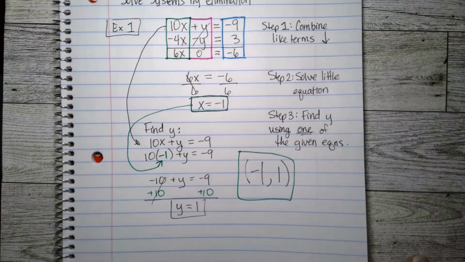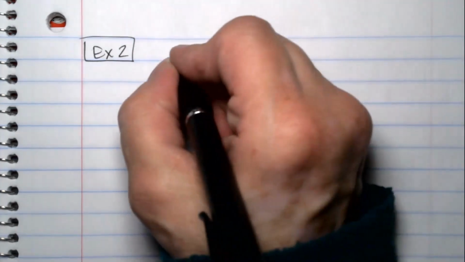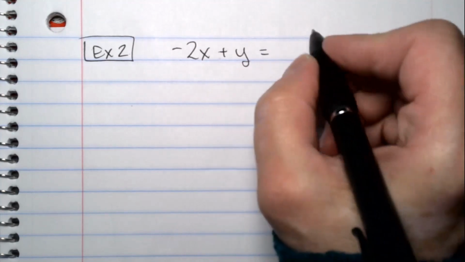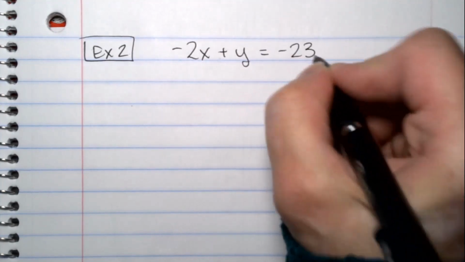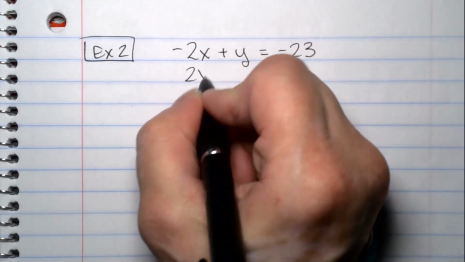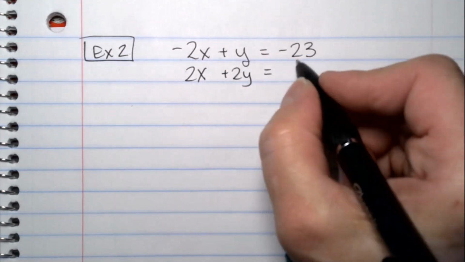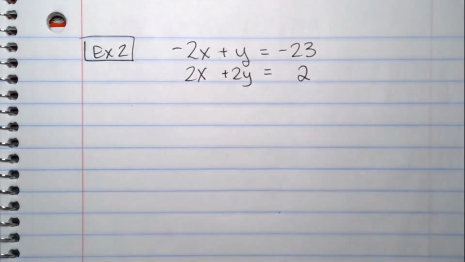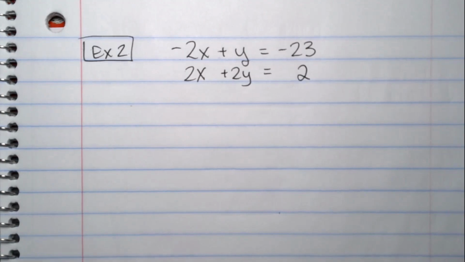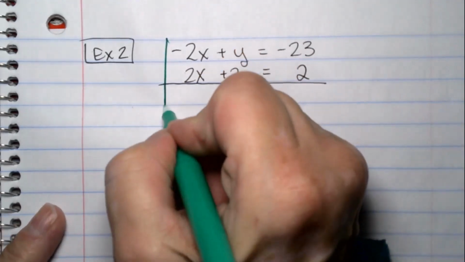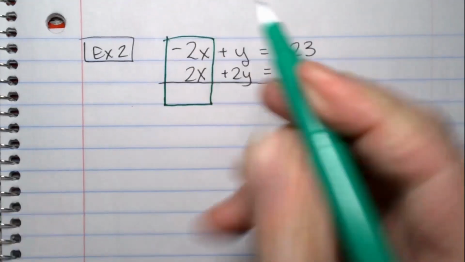Let's do example 2. -2x plus y equals -23. 2x plus 2y equals 2. I'm going to go faster. I'm not going to write the steps down. You already wrote those down on the last page, so you can go back and look at that, or the last example. I'm going to just start with my boxes, because I know I want to keep the x's together. I don't want to combine x's and y's. They all have to stay separate.